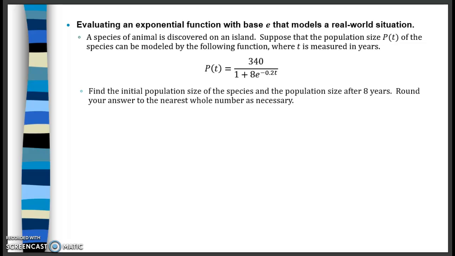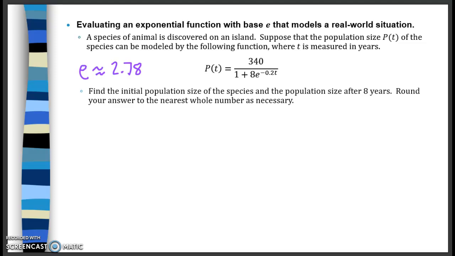Everybody, in this video we're going to talk about evaluating an exponential function with base e that models a real-world situation. So if you recall, e is just approximately 2.78. It's kind of like pi, right? Pi is just a number. So we still have a base raised to a power. So this is called an exponential function with base e.